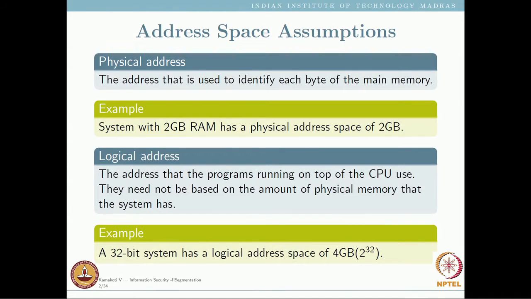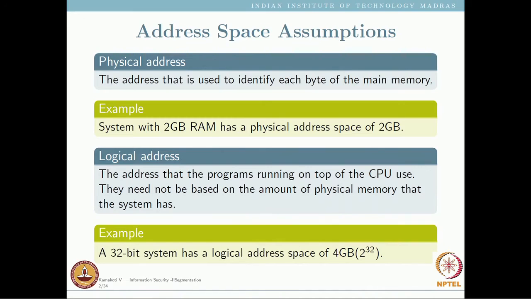The physical address is used to identify each byte of the main memory. The x86 architecture that we are talking of is a byte addressable architecture, and so every memory location, every byte, can be addressed individually. Since we have 32-bit, we can address 4 gigabytes. So for example, a system with 2 GB RAM will have a physical address space of 2 GB.